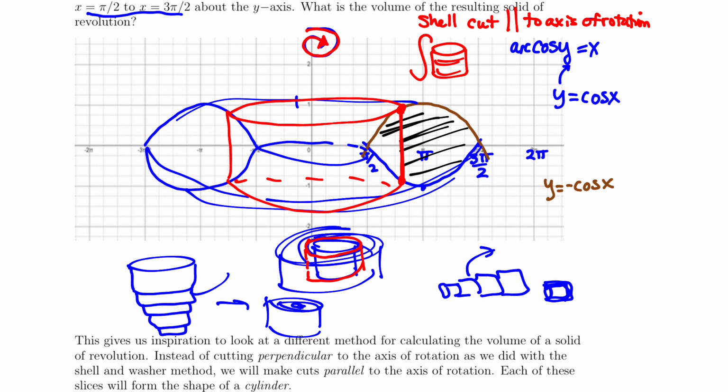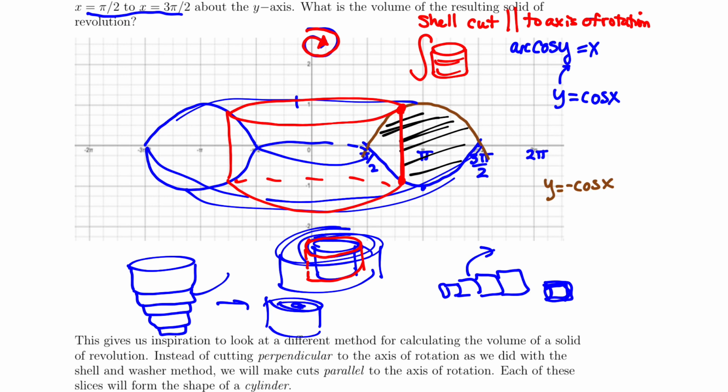Now there's something else that's important. Not only that your cut has to be parallel to your axis of rotation, your first homework problem on this set gives you cuts, and it says, is it a washer method or is it a shell method? Like, you have to decide. If it's parallel to your axis of rotation, it's going to be a cylinder.